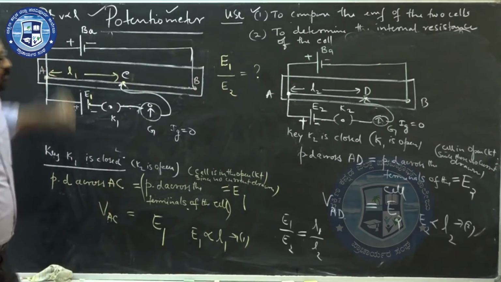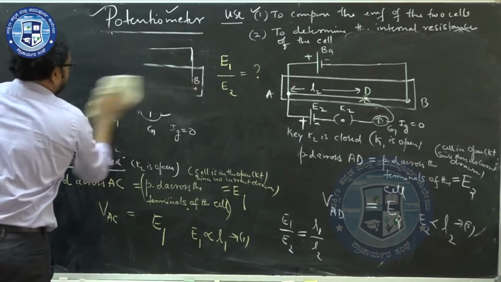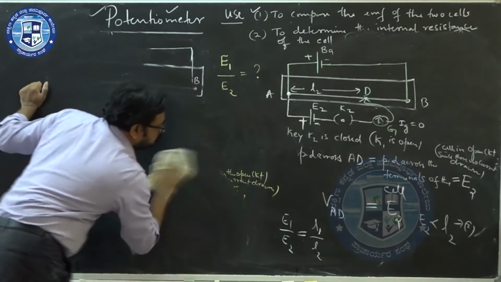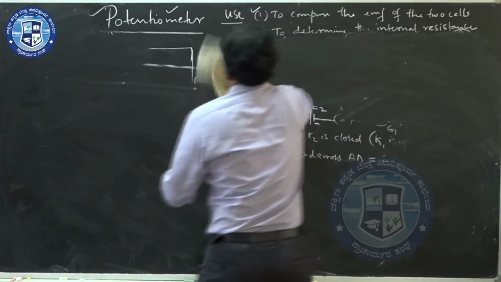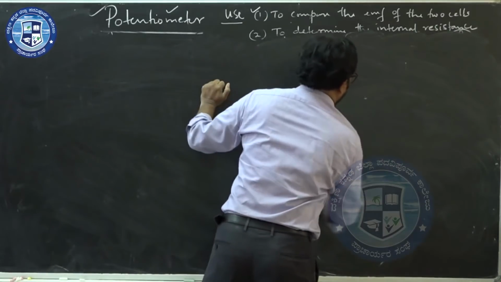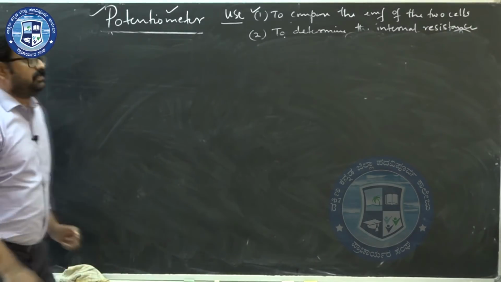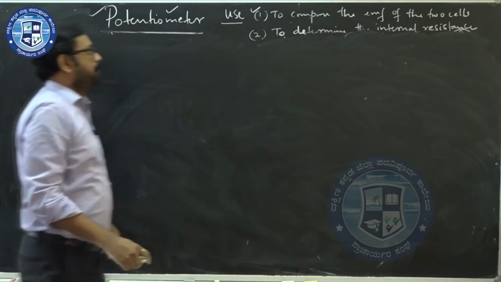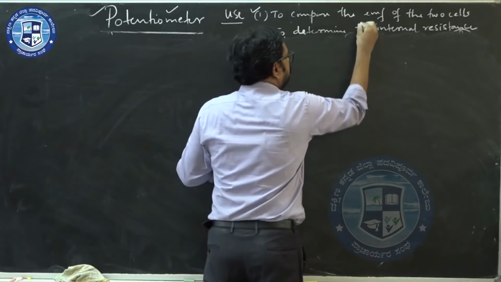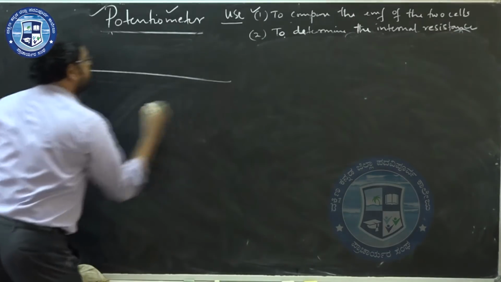Okay, so we'll take up the next one, to determine the internal resistance of a cell. I am talking about the second application, determining the internal resistance of a cell using a potentiometer.